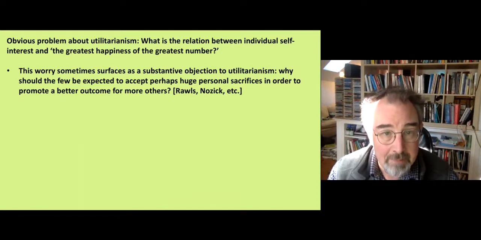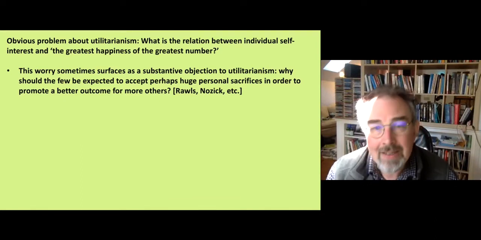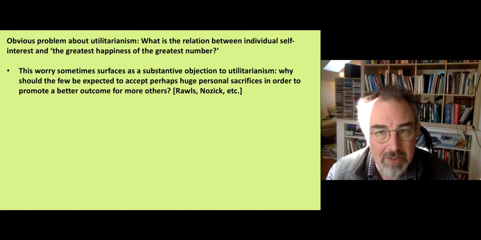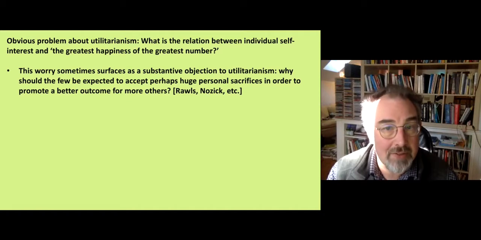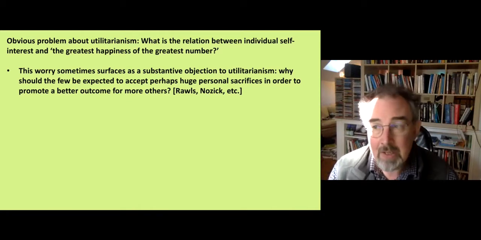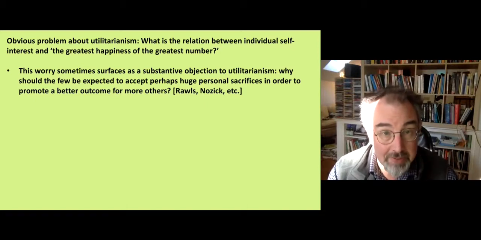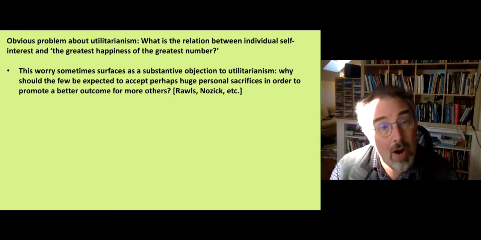Now, there's an obvious problem that will have occurred to all of you, I'm sure, about this utilitarian project. What exactly is the relationship in utilitarianism between individual self-interest and the greatest happiness of the greatest number? As I said in the last lecture, utilitarianism rests on an analogy between those two things, but in the end, it gives priority to the latter.